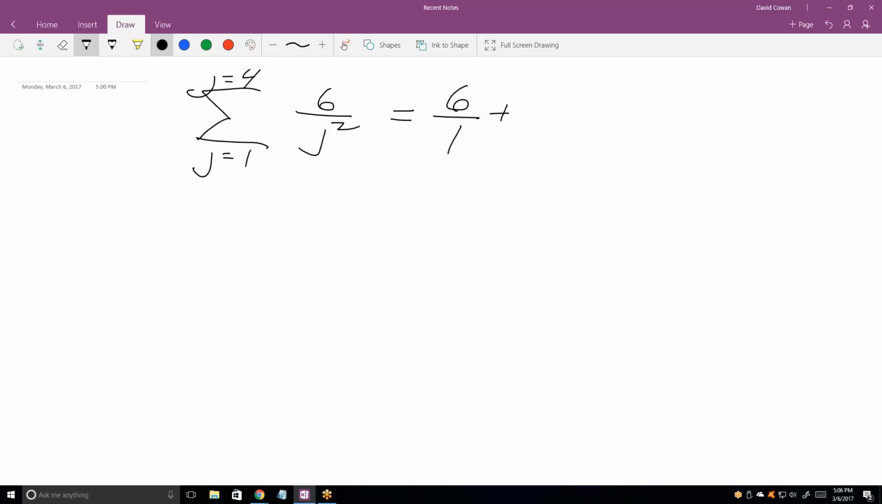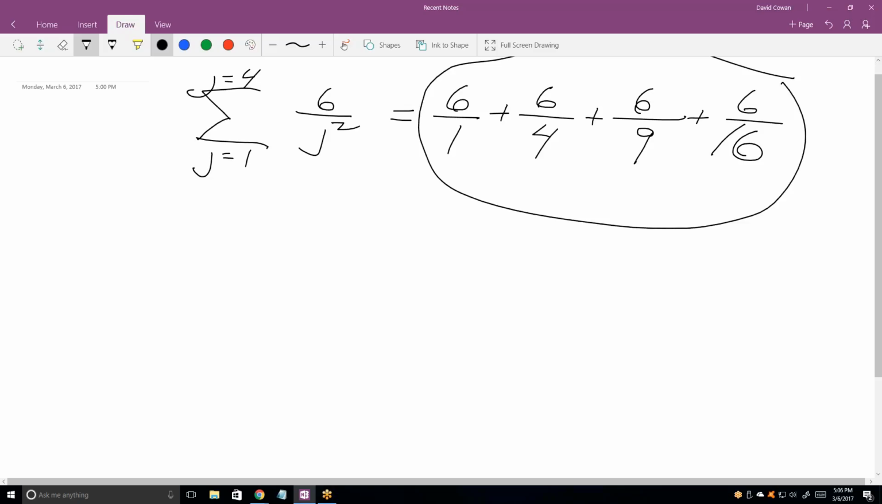You go up by 4? No. Go one integer at a time. In other words, the second term is J equals 2. 6 over 4, because it's J squared. What's the third term? 6 over 9. And the fourth term? 6 over 16. Whatever that equals is your answer.